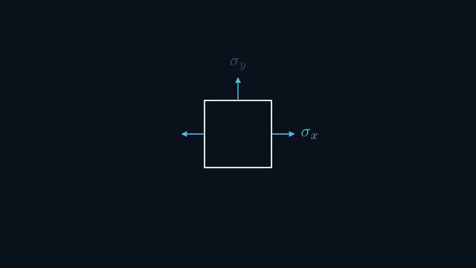First, we have normal stresses, which pull the element apart or push it together. We label these sigma X and sigma Y. By convention, tension is positive. We also have shear stresses, which try to deform the element by sliding its faces past each other. We call this tau xy. For the element to be in equilibrium, the shear stresses on all faces must be equal and balanced.